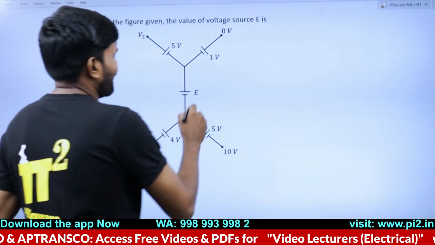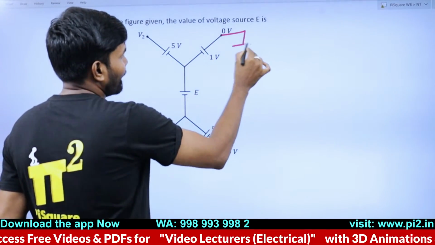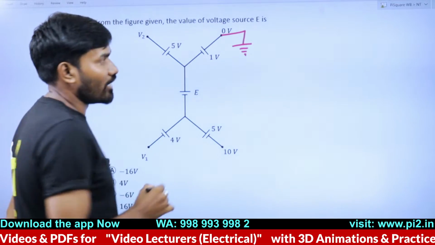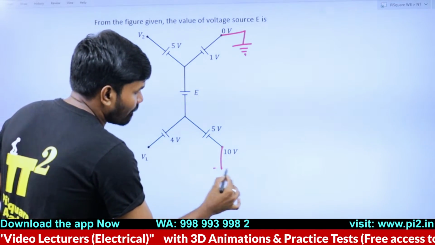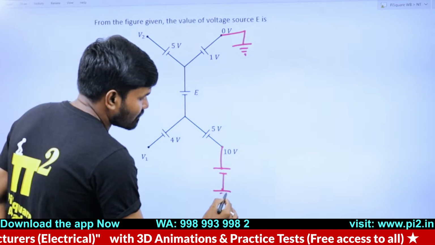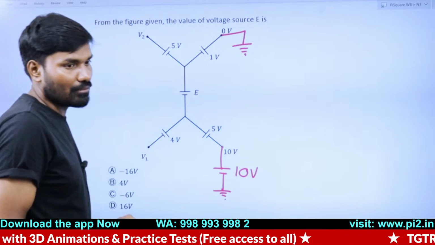Let's see what is E. Again diamond rule. This is 0 volt. Let me take it as this way, ground. And this is 10 volts. So this 10 volts, I'm representing it as like this. Any objection, guys? This is 10 volts. Any objections, guys?